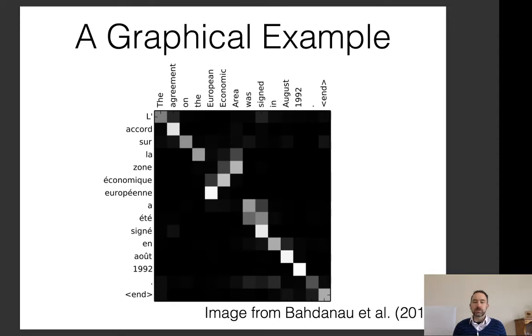So to give a graphical example of what this can look like, this is an example of where we are trying to generate, I believe, a French sentence, and we're attending to the words in an English sentence. And when we do this, we can see that each time we generate a word, we essentially give some attention to the word that corresponds to it in the source sentence. And even when we kind of flip the order of words, like European Economic Area, the model is still able to focus on the appropriate words here.